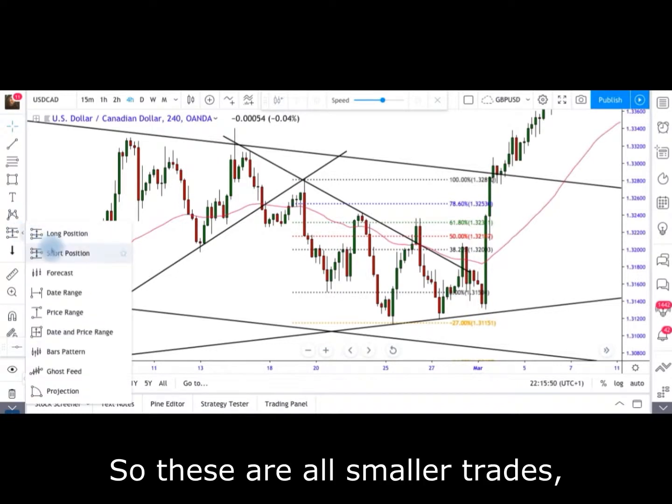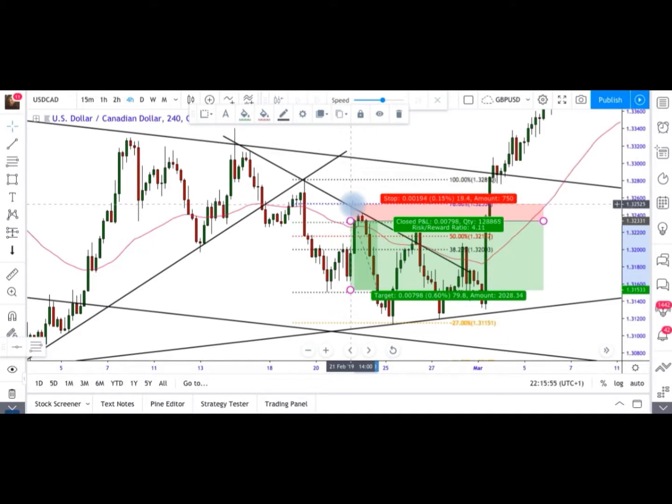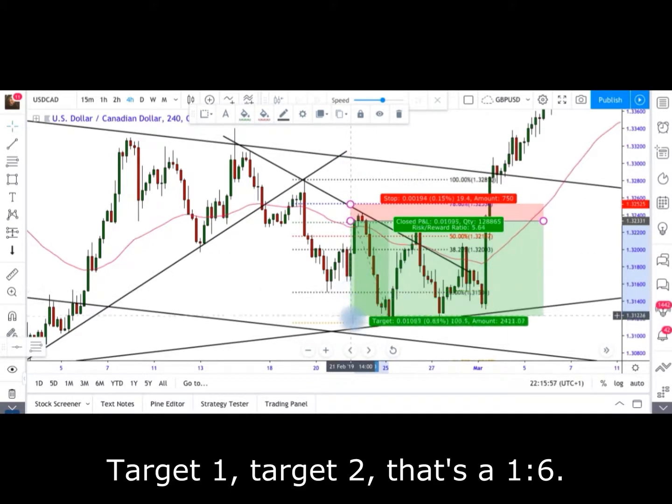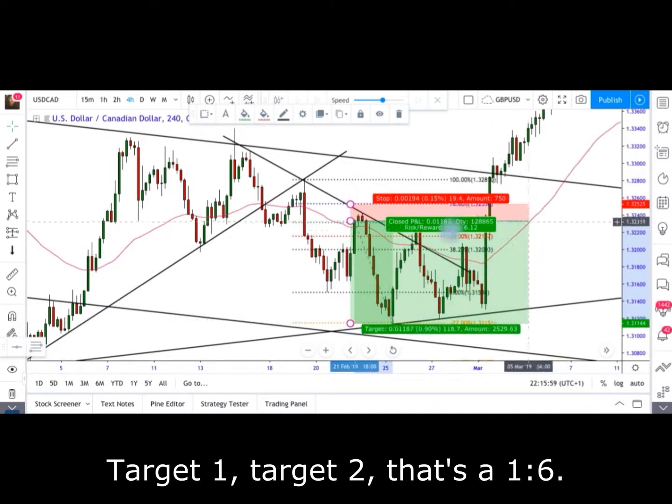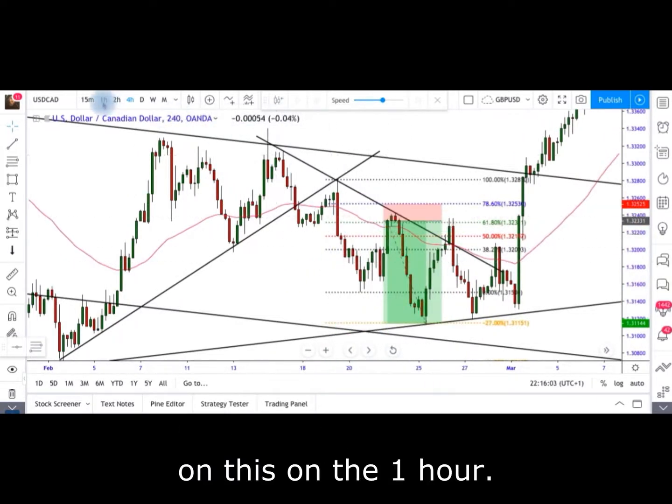So these are all smaller trades. You could have just gone off this spinning top. Target 1, target 2. That's a 1 to 6. And see, we could have got a better entry on this on the 1 hour.